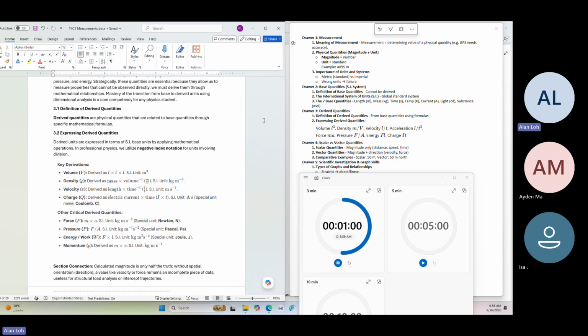By the way, you don't need to memorize these derived formulas or derived quantities because there are millions of them. These are just examples. You just need to know the concept. What are derived quantities? They come from the base quantities.